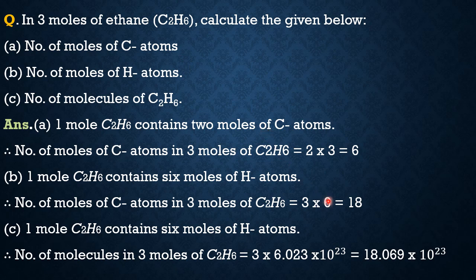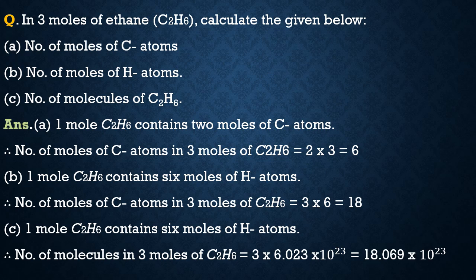Number of molecules of ethane. So 1 mole means this. What about 3 moles? 1 mole of ethane contains 6.023 into 10 to the power 23 molecules of ethane. Therefore, the number of molecules in 3 moles of ethane is 3 into this much, in terms of Avogadro number. So these many molecules are there in 3 moles. 3 moles multiplied, this is the answer.